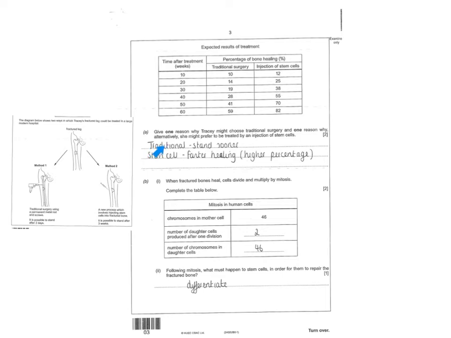So with traditional, she's able to stand sooner, because if we look here, traditional, it says it's possible to stand after 2 days, whereas with injecting, it's 3 weeks. And then with stem cells, however, we have a faster healing percentage over time, 82% compared to the 59%. When fractured bones heal, cells divide and multiply by mitosis.